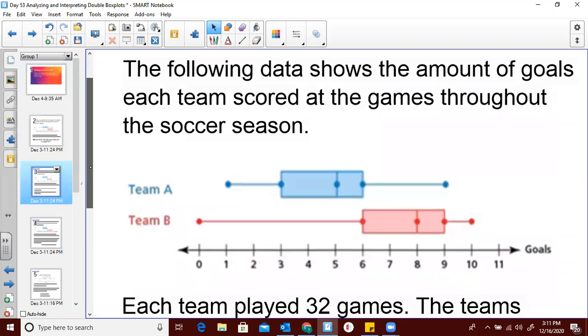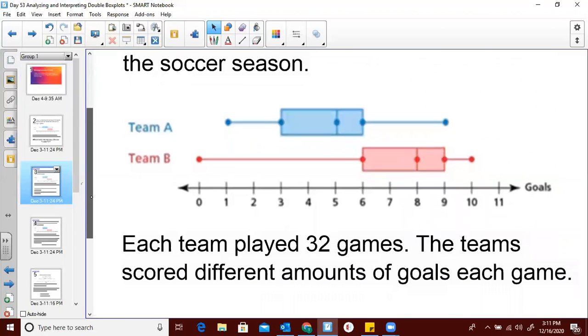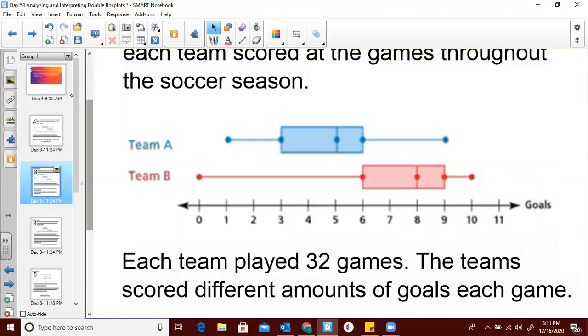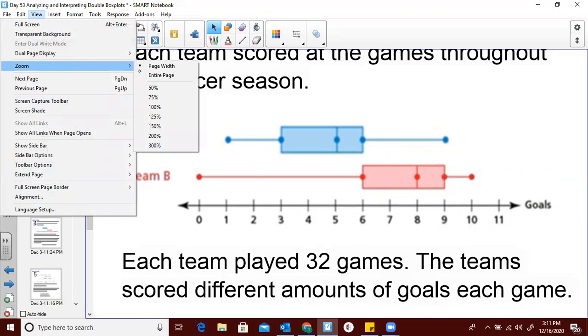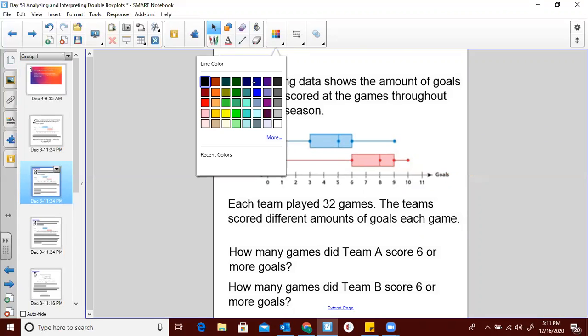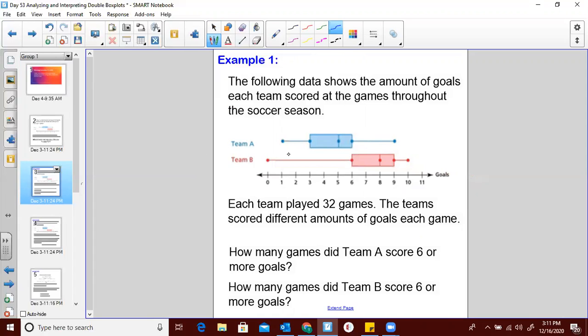All right, so the following data shows the amount of goals each team scored at the games throughout the soccer season. So we know that each team played 32 games. The teams scored different amounts of goals each game. How many games did Team A score 6 or more? And how many games did Team B score 6 or more?